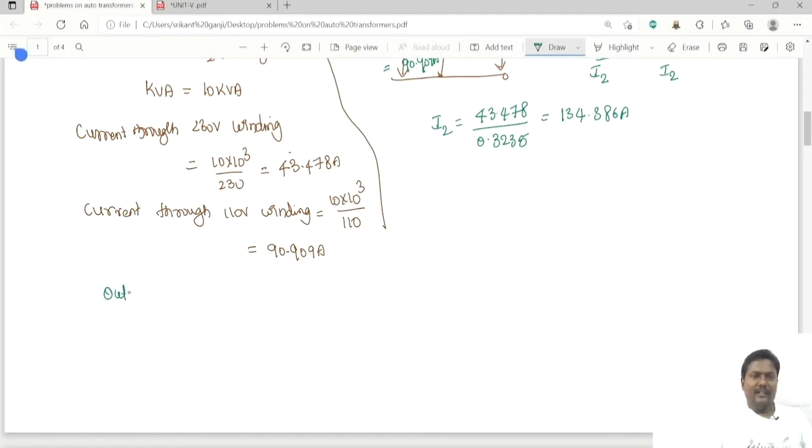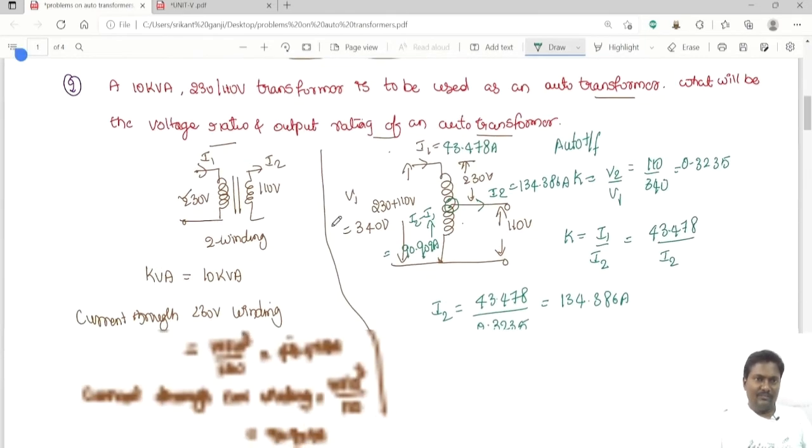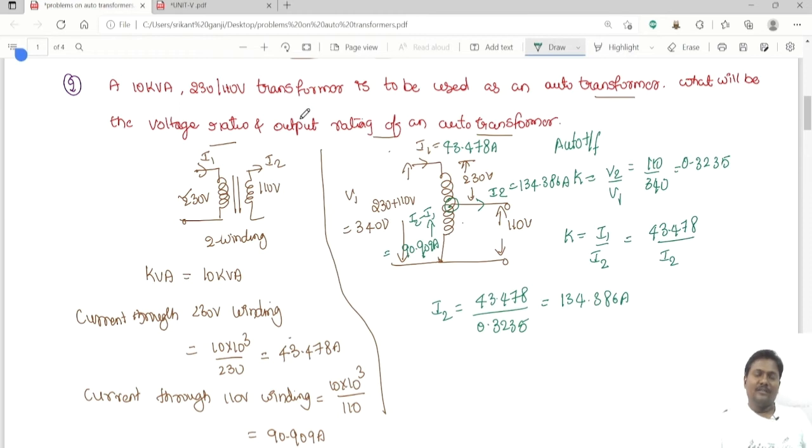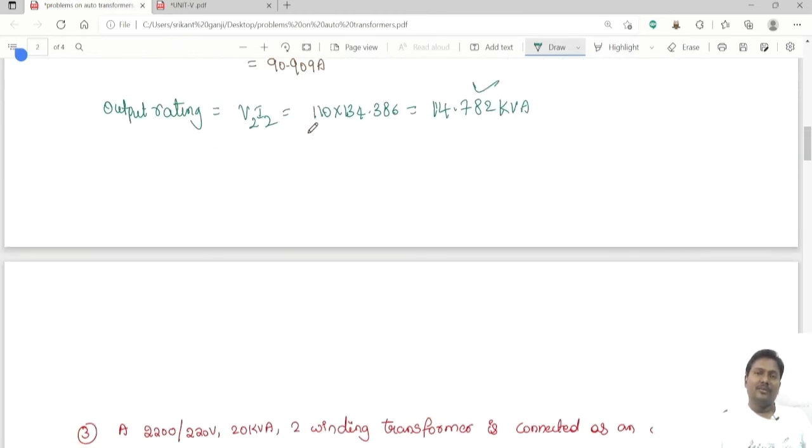Then the output rating is equal to V2 into I2. V2 is 110 into 134.386, which is equal to 14.782 kVA. Observe this: when a 10 kVA 2 winding transformer is connected as an auto transformer, the kVA rating is improved by 4.782 kVA for this problem.